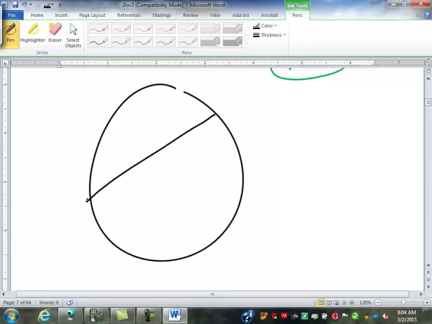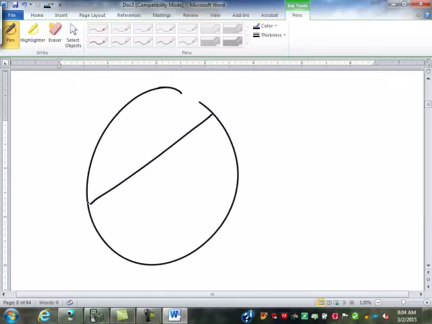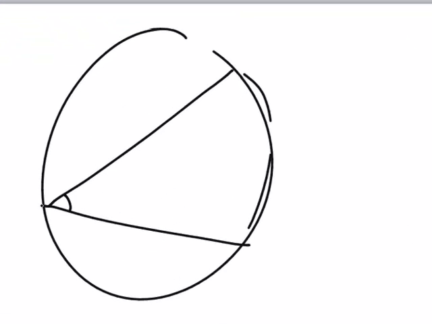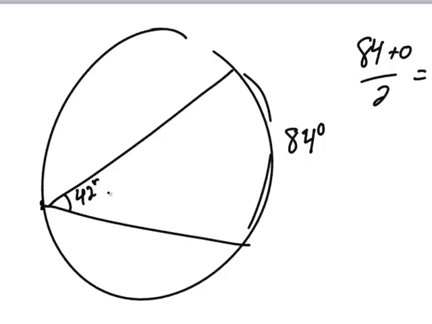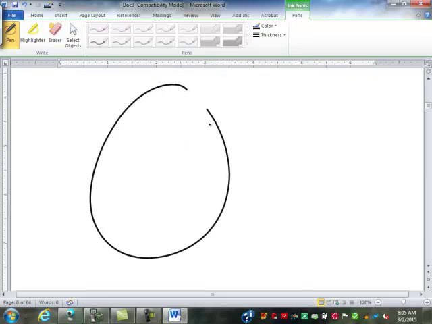Now, of course, the closer this vertex gets to one side of the circle, the bigger this arc is and the smaller this arc is. When the vertex was right on the circle, this angle ended up being half of that arc. You can think of it as being the same rule, because this arc over here is now 0 degrees. So let's say this is 84 degrees. Well, that angle is just the average of the arcs. 84 plus 0 divided by 2 is going to be 42. Well, we said the inscribed angle had to be half of the arc, so it's still the same rule. It's just a special case where this arc is 0 degrees because the vertex is right on the circle.